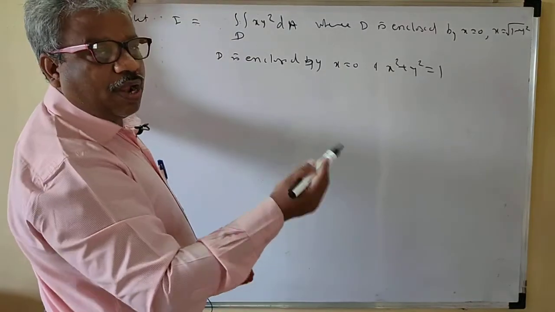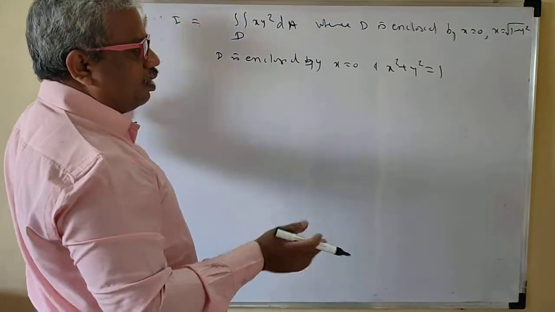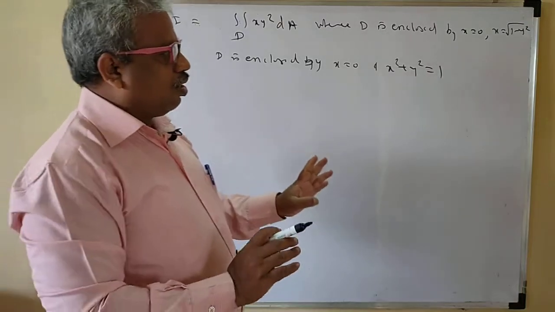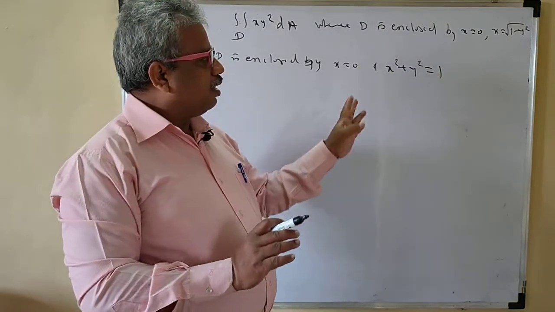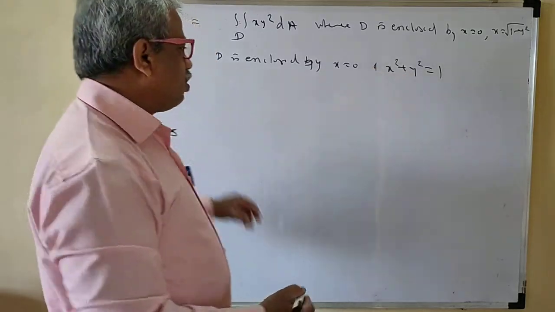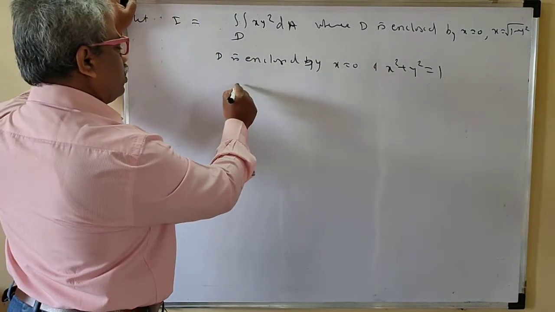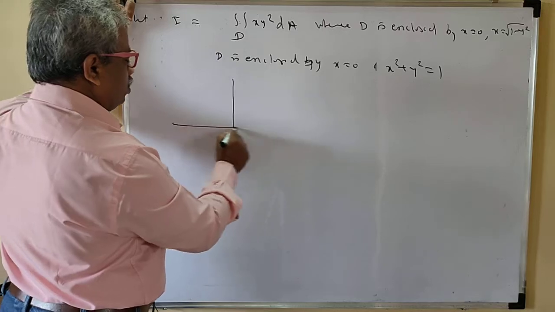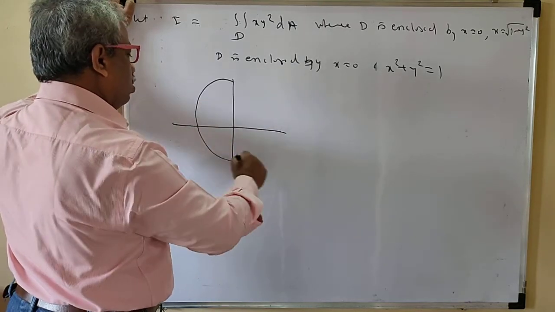So no need to find the point of intersection and so on. If your curves are two or more curves, their nature is different. Here x is equal to 0 means the y axis, and this is a circle. So easily you can draw the figure. No need to find a point of intersection. Easily you can draw this. So we draw this circle.